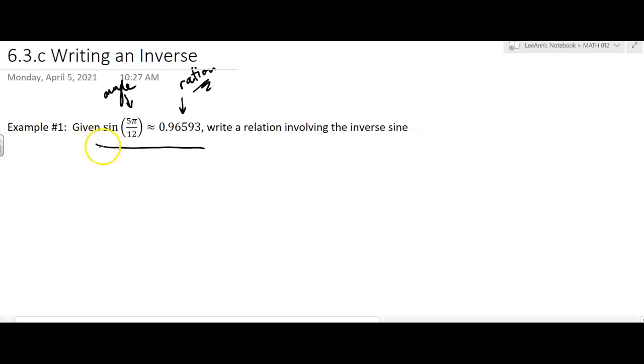They give us a statement: sine of 5π/12 is approximately equal to, that's what this sign is, approximately equal to 0.96593. So I did that on my calculator. I put in sine 5π/12 equals, and I was expecting it to say 0.96593, but I was in degrees, not radians. So don't forget, if this is in radians, make sure your calculator's in radians, okay? All right, but they don't even want us to do that.